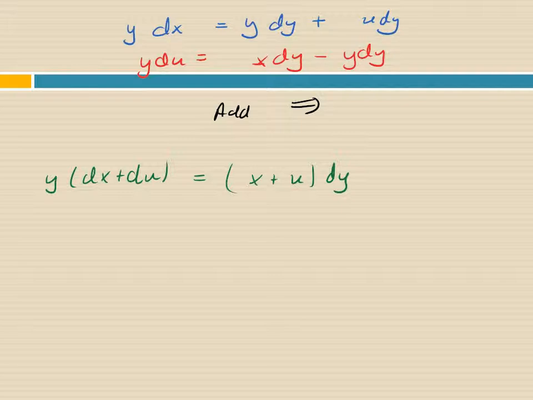Then take those two equations that we just came up with and add them straight down. If you add these two equations straight down, what will happen is you can factor out the y on this side and you'll get dx plus du.